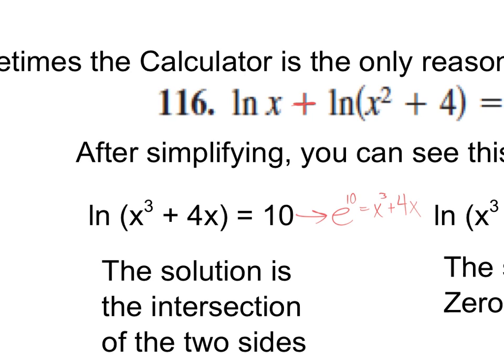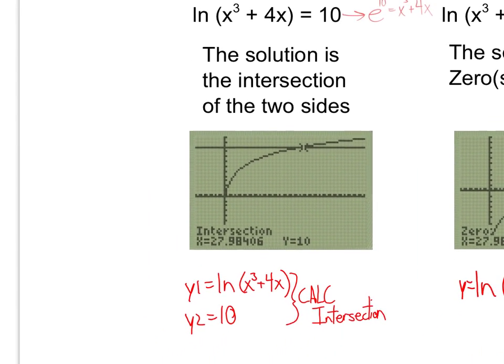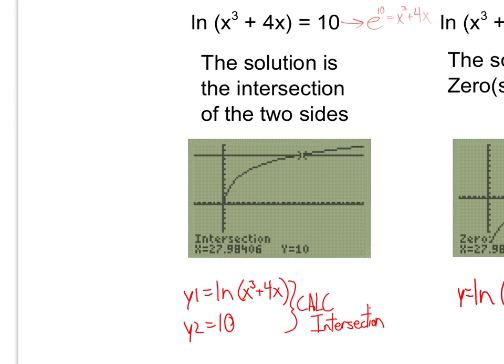So here's how we're going to use our calculator. You have one of two options, depending on which tool you want to use. Both of them, however, involve graphing. One of these is, if I take the two sides of the equation, I can graph those as two separate graphs. So you'll notice here, I have the line y equals 10, and I have the natural log of x cubed plus 4x. That's what this graph right here is. And of course there's an asymptote here at 0.